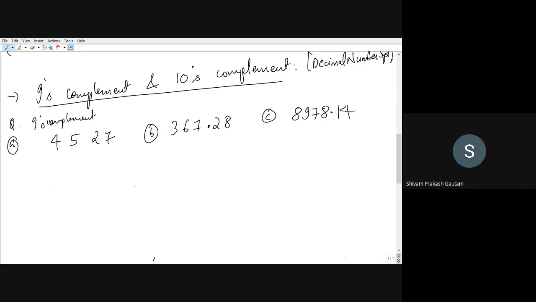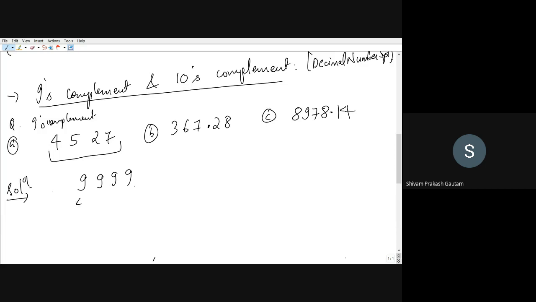So how to do that? What we have to do is, suppose there are 4 digits, so you have to take the maximum count in that 4 digit in nines complement. The largest number which can be represented in 4 digits in decimal is 9999. All the other numbers represented by 4 digits will always be less than 9999.